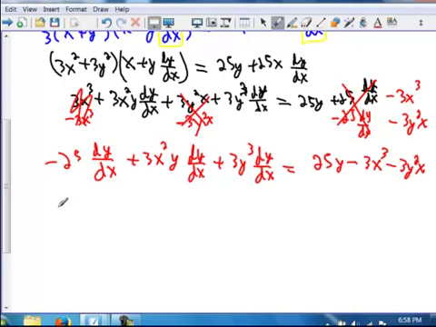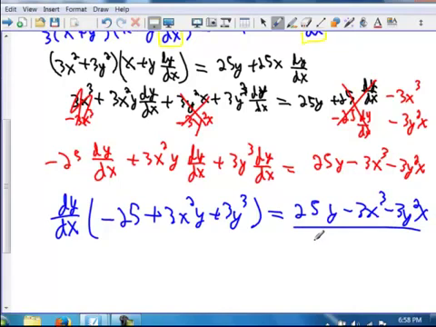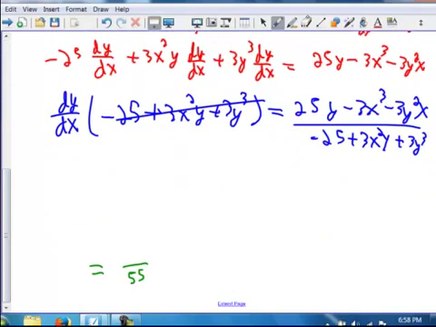Okay, let's factor this all out. So it's dy/dx multiplied by negative 25 plus 3x squared y plus 3y cubed is equal to 25y minus 3x cubed minus 3y squared x. Dividing by that term on the left side to get dy/dx alone leaves us with the following. So that's gone now. And let's see where we can go with that.